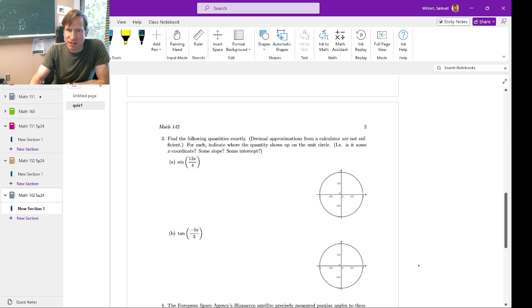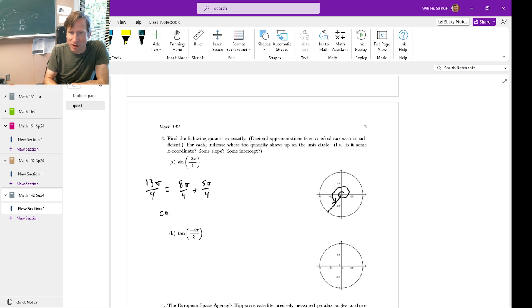Okay, number 3, find these quantities. So sine of 13 pi over 4. So 13 pi over 4, let's see, 13 pi over 4. We need to understand how big this is compared to 2 pi, right? So this is, let's see, 2 pi is 8 pi over 4. So this is 8 pi over 4 plus another 5 pi over 4. So 8 pi over 4 is a full turn, so that's like this, and then another 5 pi over 4 is like that, right?